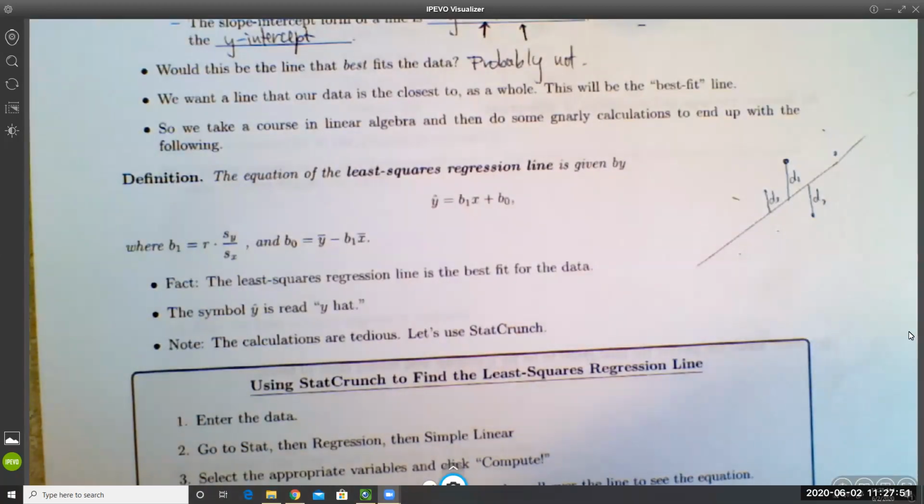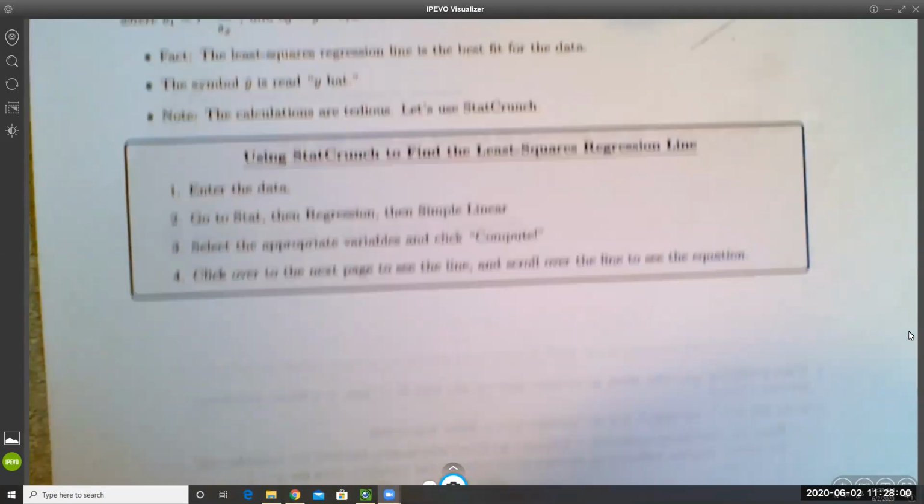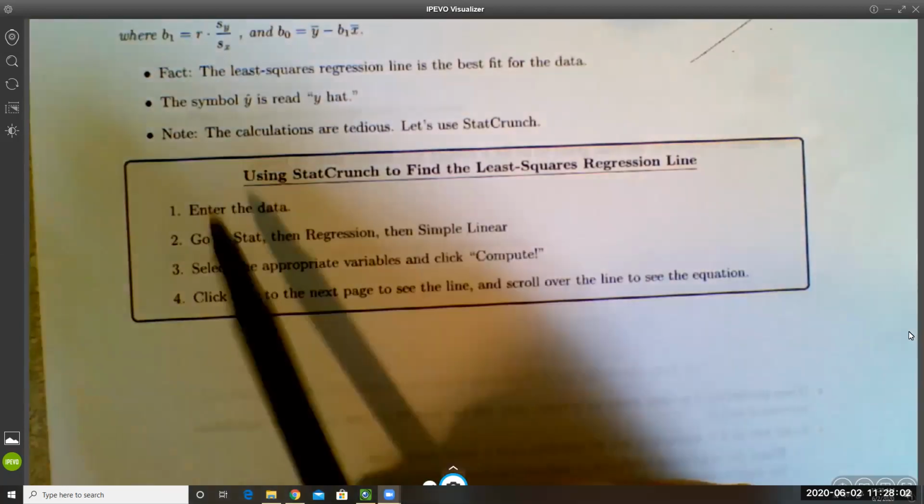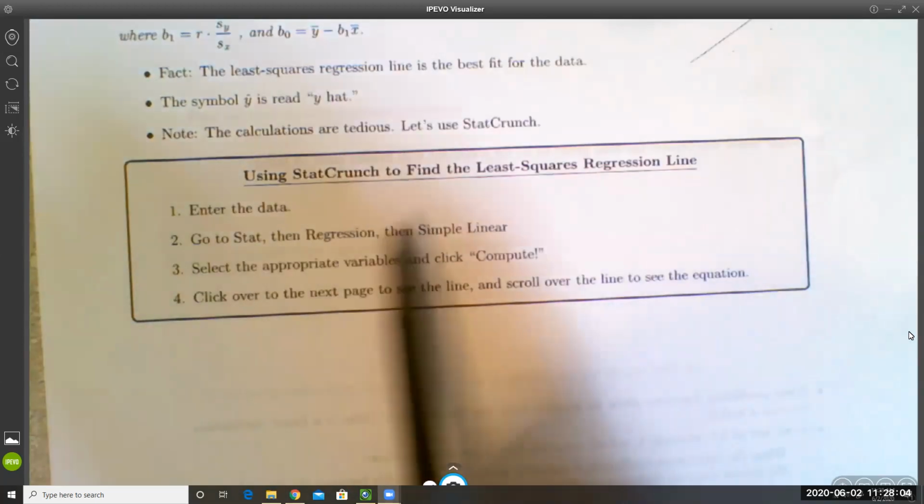So once again, we're not going to do all the work. We're going to let StatCrunch do that for us, okay? So in StatCrunch, to find the least squares regression line, you go to Stat, and then Regression, and then Simple Linear.